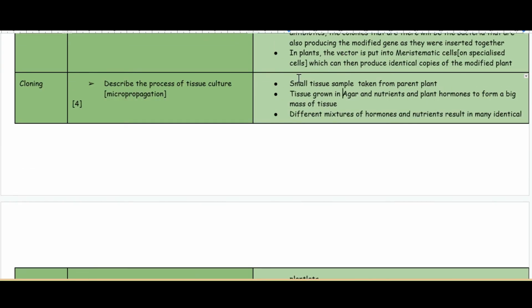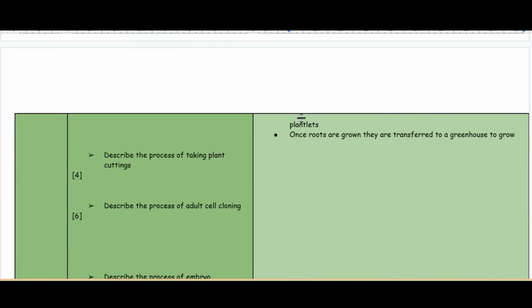So tissue culture is when there's a small tissue sample that is taken from the parent plant. The tissue is then grown in an agar plate or in a nutrient broth, and the plant hormones then begin to form a big mass of tissue. So you've got the small cells grow into a clump of cells, and you've then got different mixtures of hormones and nutrients that you can put, and it will then result in identical plantlets. And once the roots have grown, they're then transferred to a greenhouse or to the soil to grow.